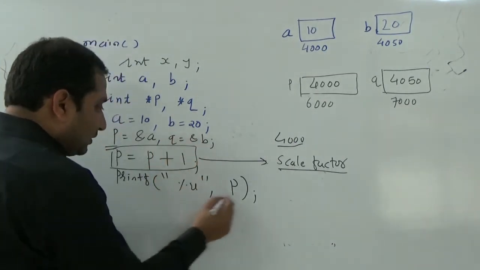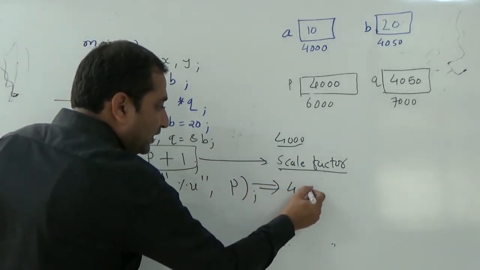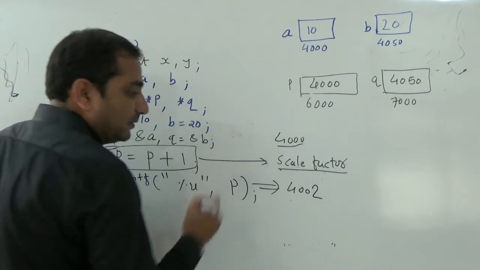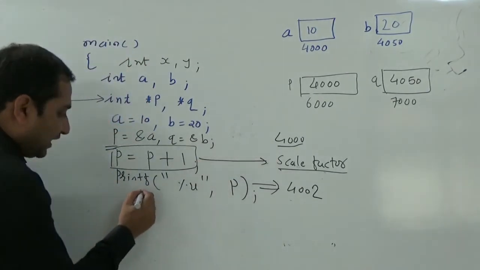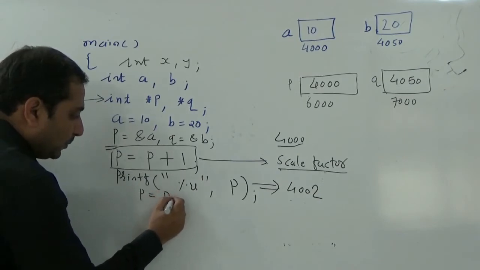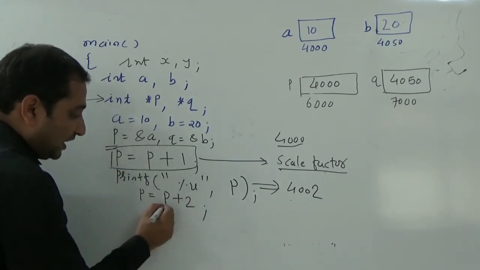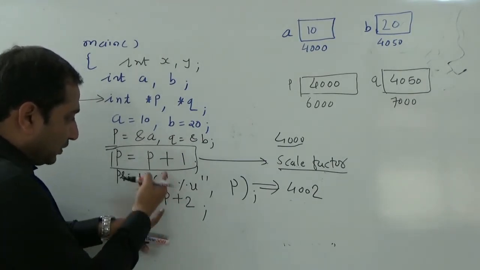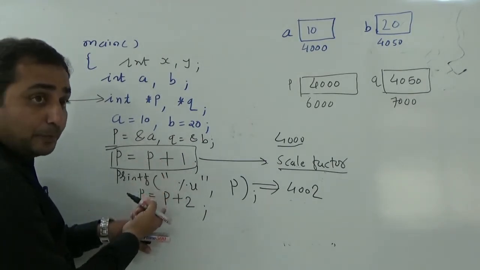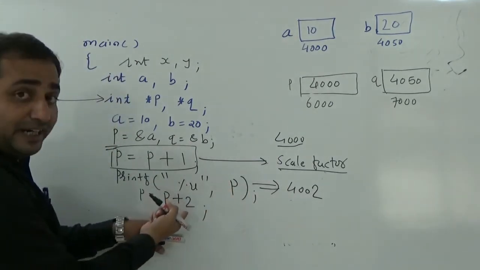So when you print this value, what would be the outcome here? Yes, it's supposed to be 4002. Correct. Again, if I am writing a statement like this, now p is equal to p plus 2. Now please see at this statement, what is the value of p? Because it is after this p plus 1. What is the value of p? Yes, 4002. Now you are incrementing by 2.